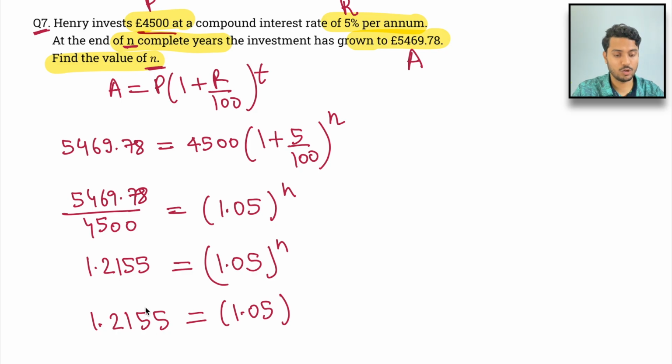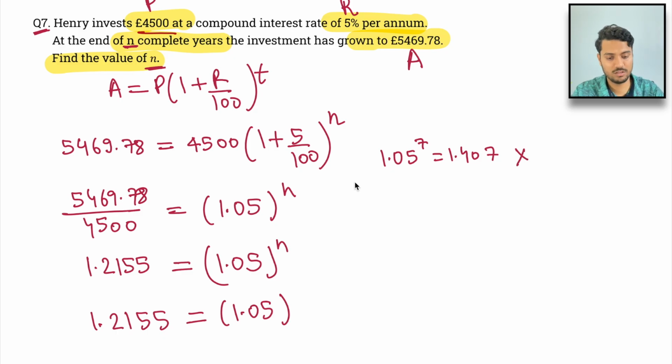If I'm doing 1.05 raised to, let's say, 12 randomly, I'm getting 1.79. But I don't need 1.79. I want 1.21. I took 12. Let me reduce from 12 to 7. When I'm doing 1.05 raised to 7, I'm getting 1.407. So this will not be applicable.